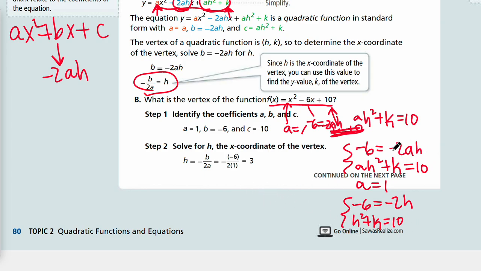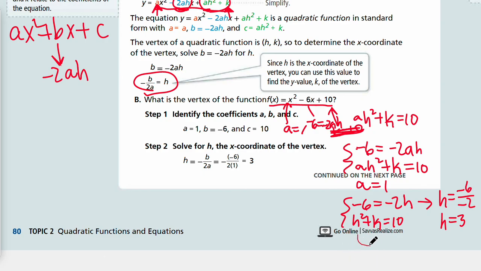So in order to solve for h, we're going to change this into h is equal to negative 6 over negative 2, by dividing negative 2 on both sides. And so h is equal to positive 3.